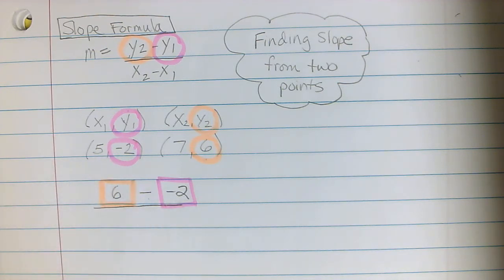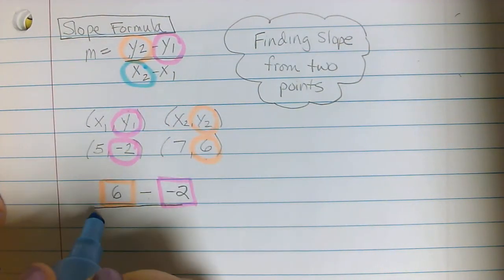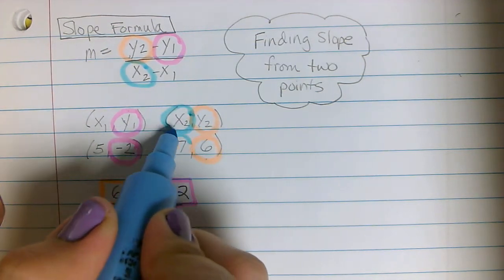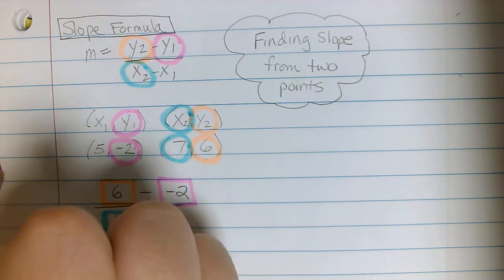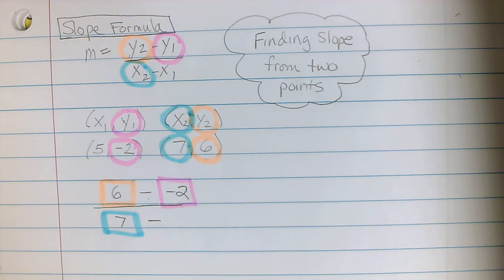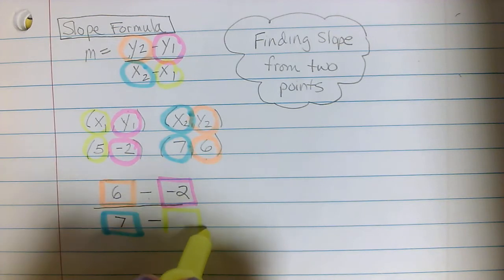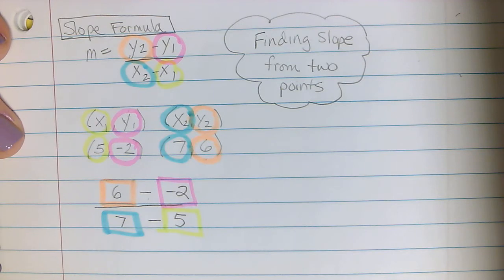So now I'm on to the denominator. The denominator starts with an x2. So my x2 is going to be the x value from my second point, which in this case is 7. So I'm going to start with a 7, subtract. Then I want my x1, which is the x value from my first point, which in this case is a 5. 7 minus 5 is my denominator. So 6 minus negative 2 on the top and 7 minus 5 on the bottom.